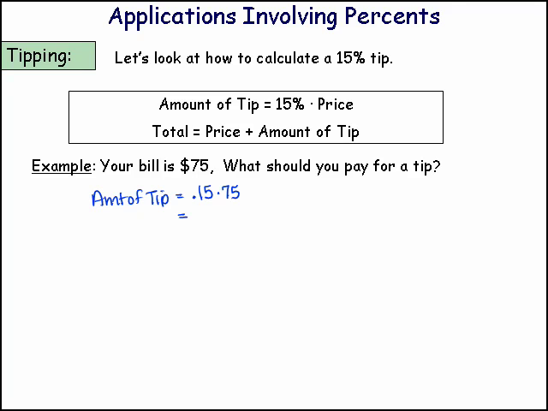Okay, so 0.15 times 75, if you multiplied this out, what you're going to get is 11.25. You can do that off to the side. You can do that calculation yourself. Okay, so that's the total amount of the tip.